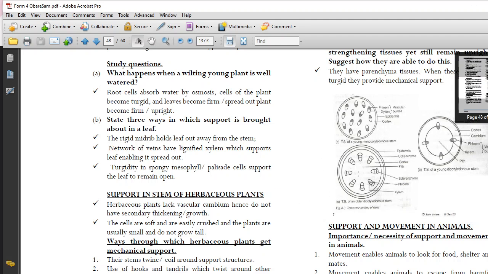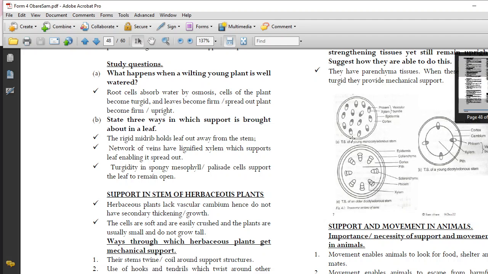Given this diagram, it has been drawn. Would you be able to say it is a transverse section of a monocot stem, or a transverse section of a dicot stem? Once you look at the way they are distributed, then authoritatively you can argue and say this diagram, this photograph was obtained from a dicot stem.